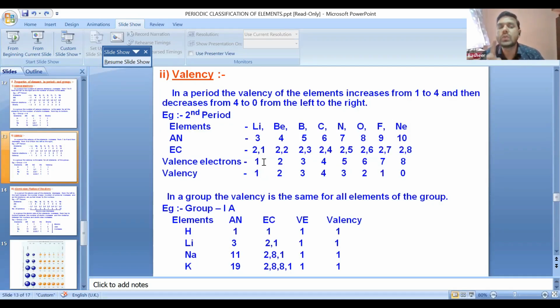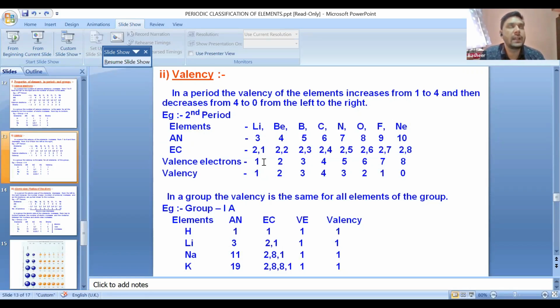So atoms losing 1, 2, or 3 electrons get a positive charge: losing 1 electron is plus 1, losing 2 is plus 2, losing 3 is plus 3. Now come to 5 valence electrons: you need 3, which means you are receiving, and that is known as the minus charge. So receiving 3 is minus 3, receiving 2 is minus 2, receiving 1 is minus 1. This is the valency.